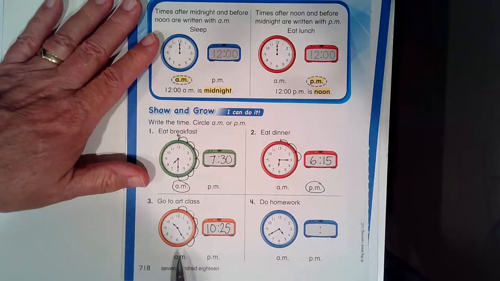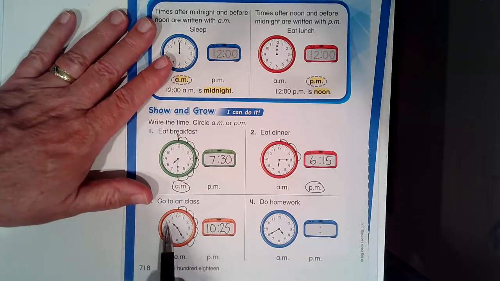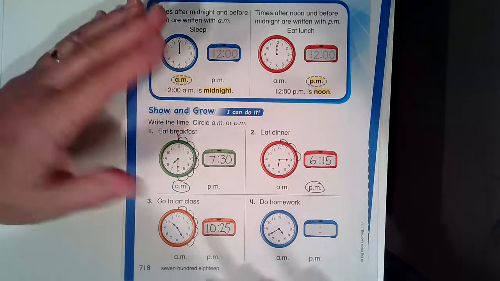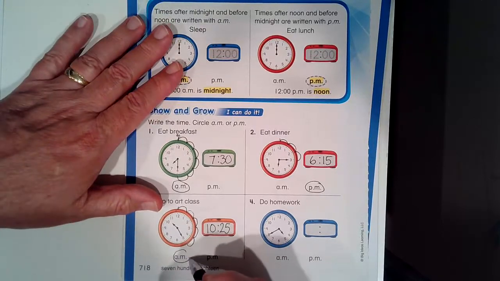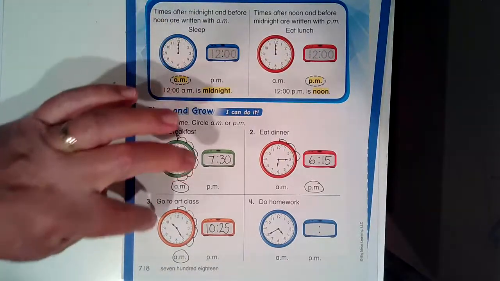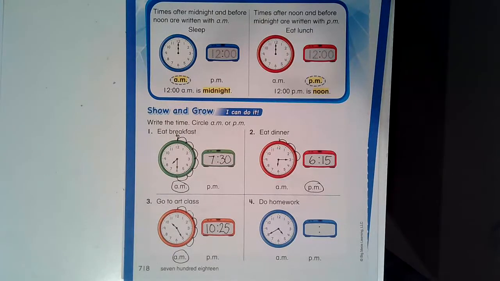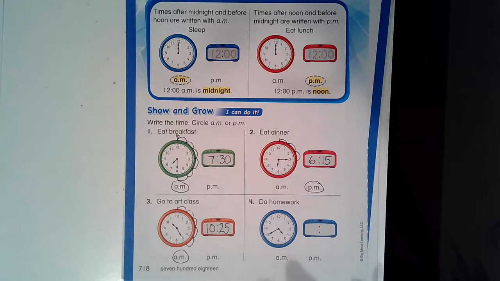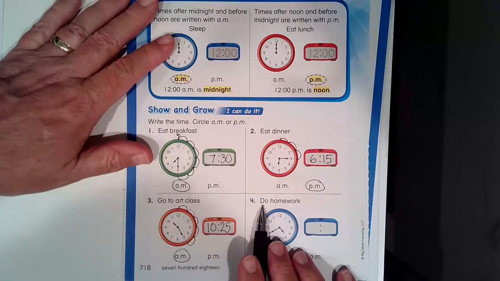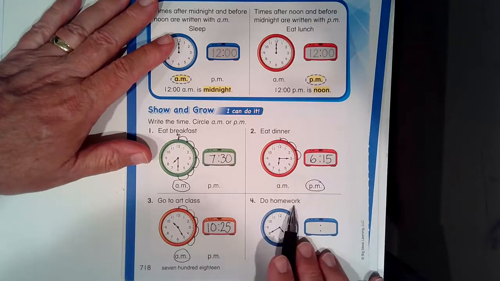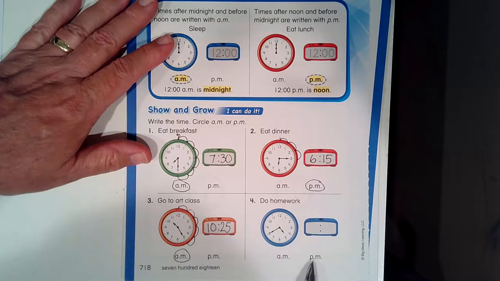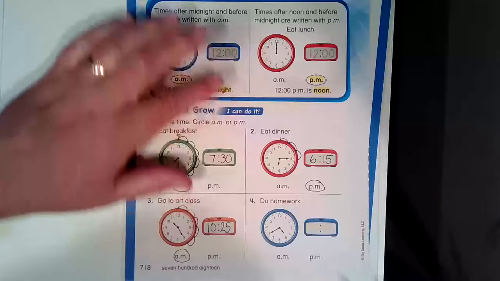Now, in school, are we going to go to an art class at 10:25 a.m. or 10:25 p.m.? And of course, you are right. It is a.m. At 10:25 p.m., I hope everybody here is in bed and sleeping. All right, here we're looking, when do we do homework? Is that going to be AM or PM? Let's look at our clock.